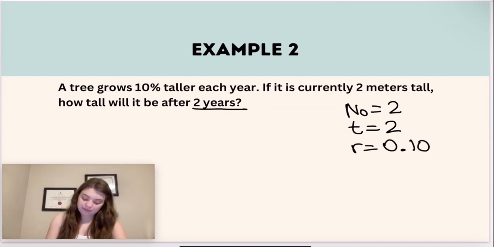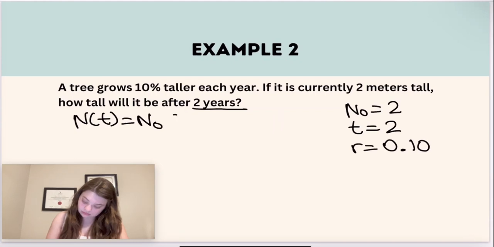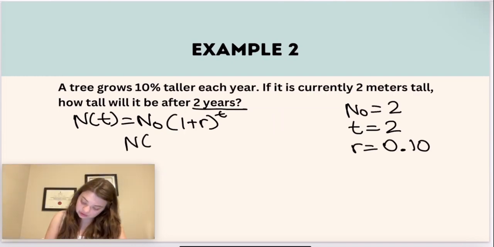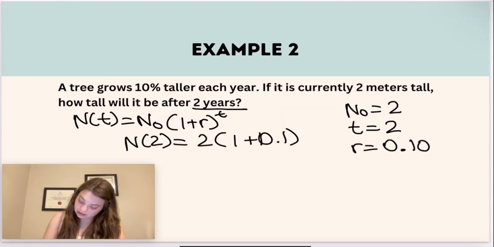Now I'm going to write out the initial equation. And then I'm going to sub in these values to this equation to find out how tall this tree will have grown after 2 years of growing at 10% a year. So then we're going to have N of 2 is equal to 2 times 1 plus 0.1 to the power of 2, which is equal to 2 times 1.1 squared.